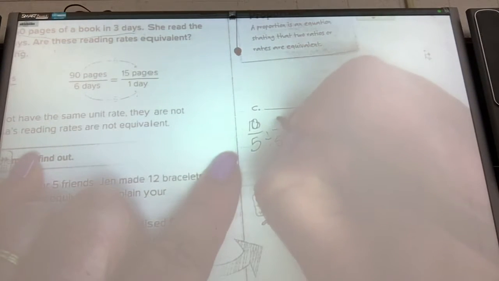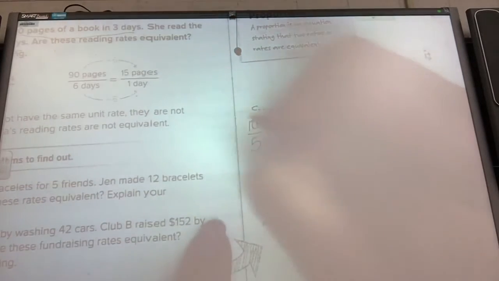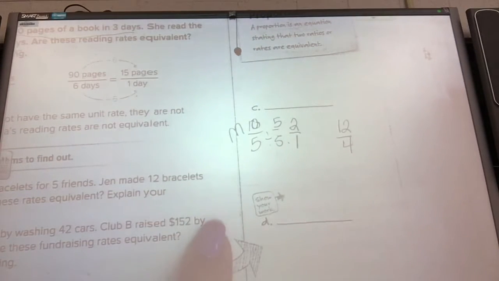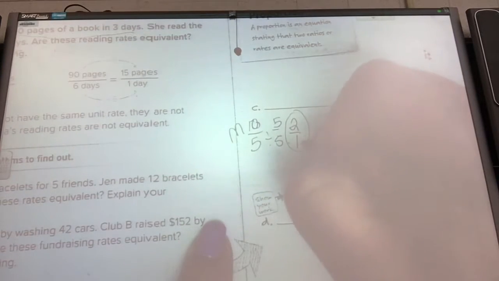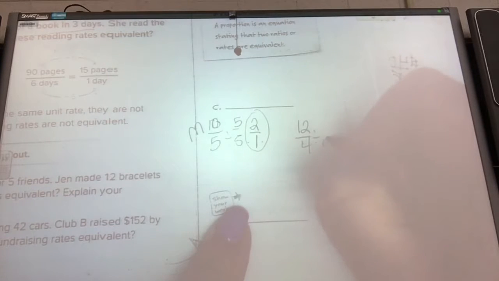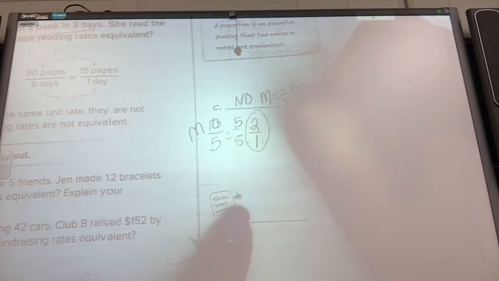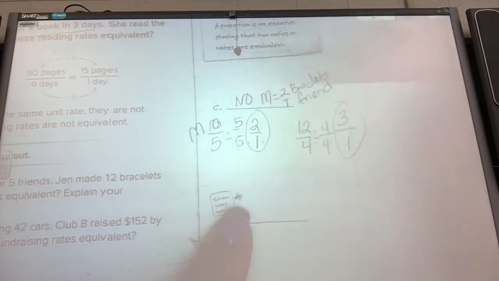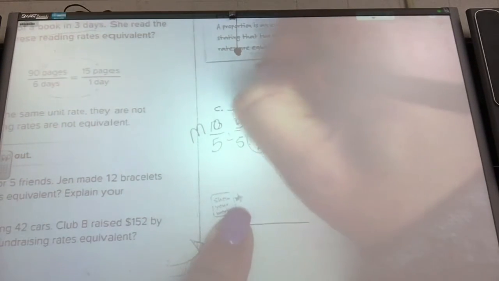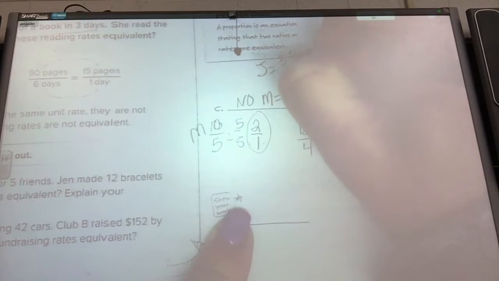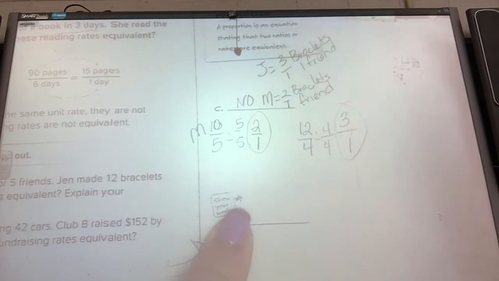Find my unit rate, divide by 5, because that gets me down to 1. So this is Monica. I'm going to put an M here. 10 bracelets for 5 friends. So in other words, her rate is 2 bracelets per friend. For 12, divide by 4, I get 1, and 4 goes into 12 3 times. So she made 3 bracelets per friend. Are they equivalent? No. I'm just going to put M for Monica, 2 bracelets to 1 friend. And Jen is 3 over 1, 3 bracelets to 1 friend. Okay?